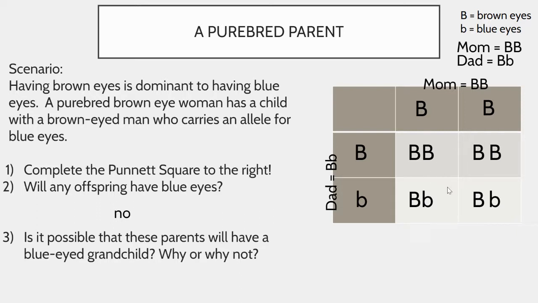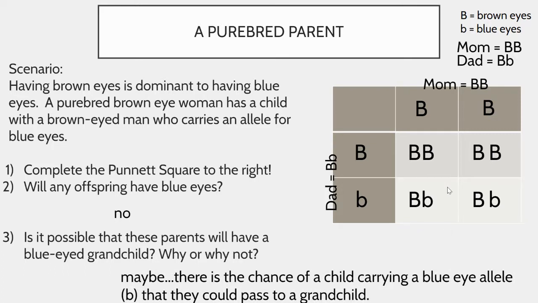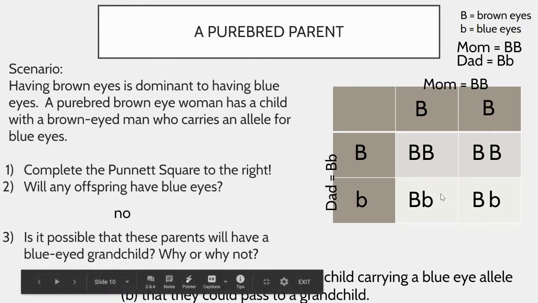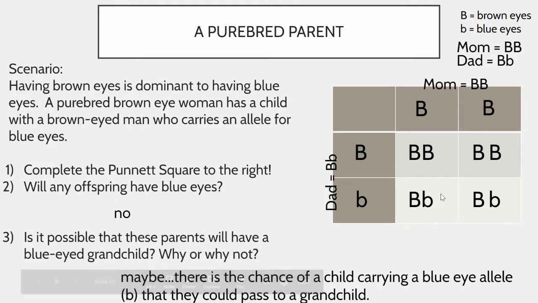Is it possible the parents will have a blue-eyed grandchild? Well, maybe. There's actually a chance of their children, these two children in particular, carrying the blue-eyed allele, the little b, and they could pass that on to a grandchild, especially if these big B, little b kids have a child with somebody who has blue eyes or who carries the blue eye trait. So these brown-eyed parents could actually have a blue-eyed grandchild, and it would be totally okay.